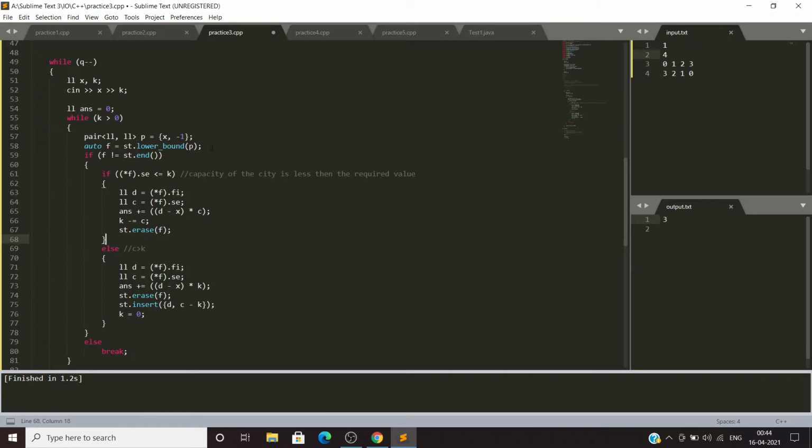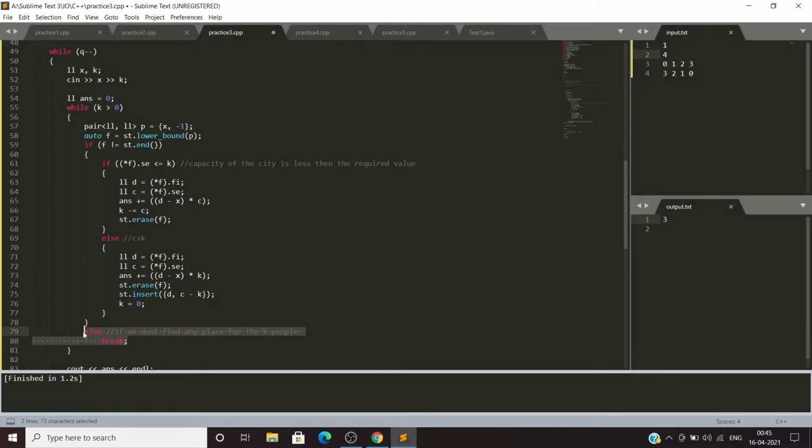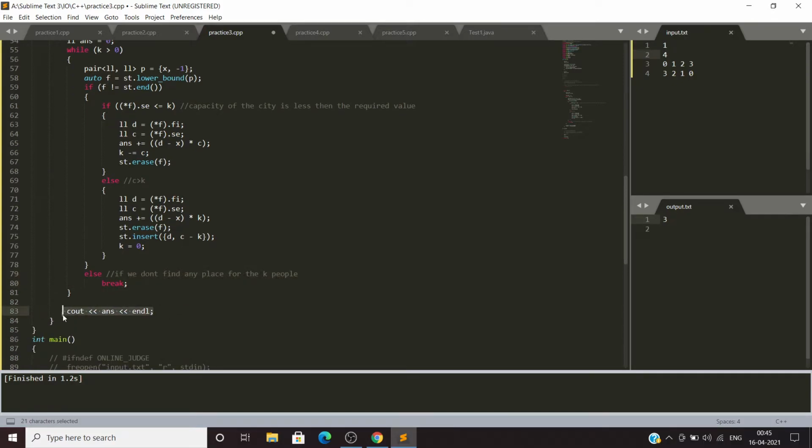Suppose we did not find any place for the k people, then they are all going to die, and that's why we are breaking here. After that we are just printing the answer. So that's it. That is the simple implementation using a set.